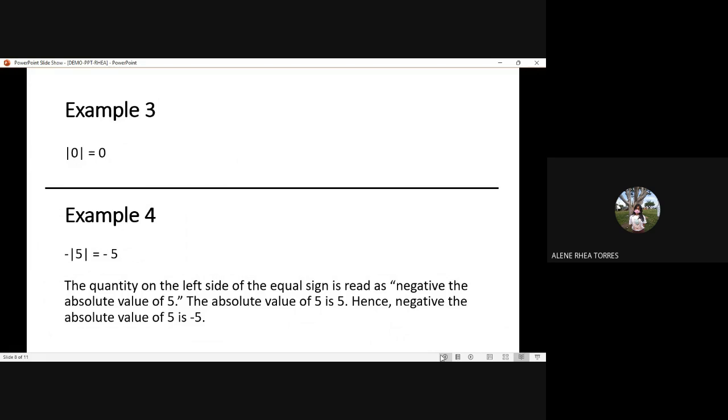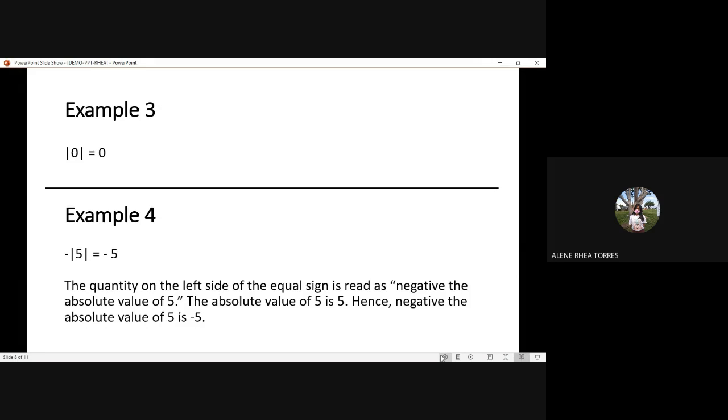The negative is outside, and only the number is inside. So, this is read as negative, the absolute value of 5 is equal to what? Why is it negative? Because, as I said earlier, once it is inside the bars, whether the number is negative or non-negative, the result is positive, because distance, the measurement of distance and length, is always positive. Since we are looking for the absolute value, which is the distance from 0, we expect the result to be positive.